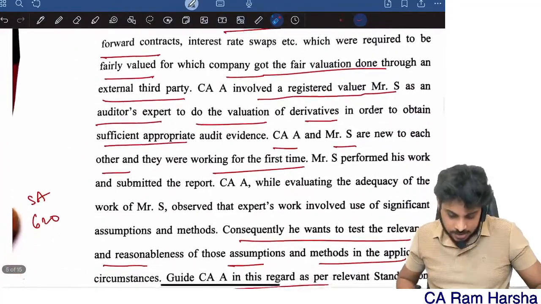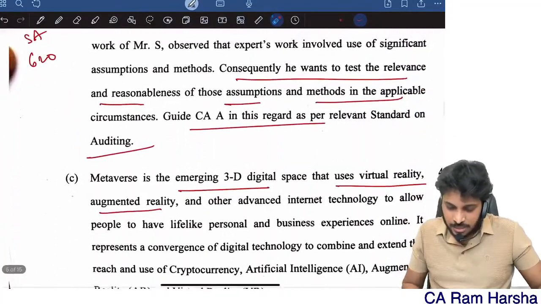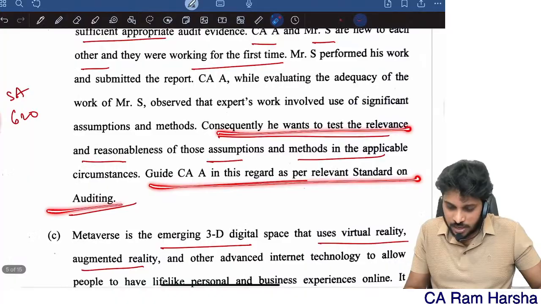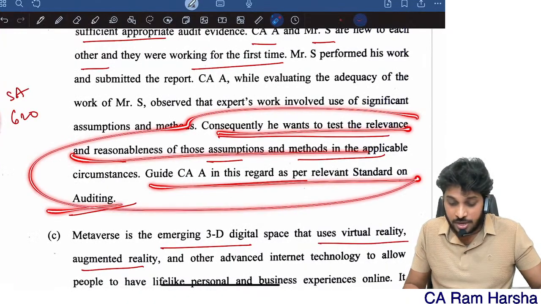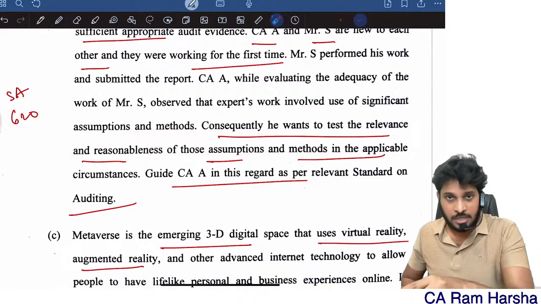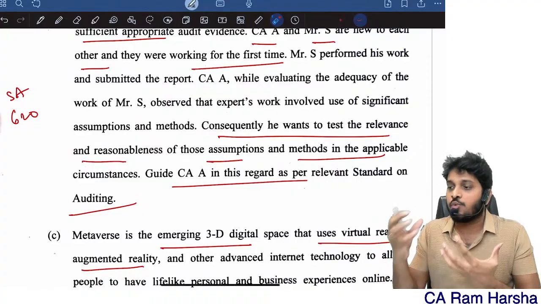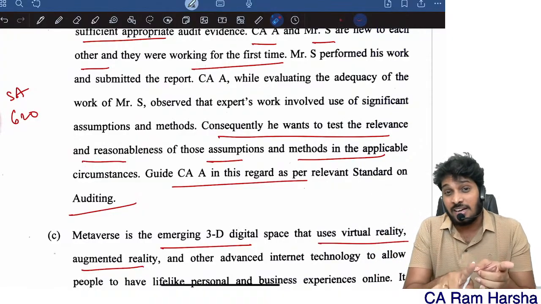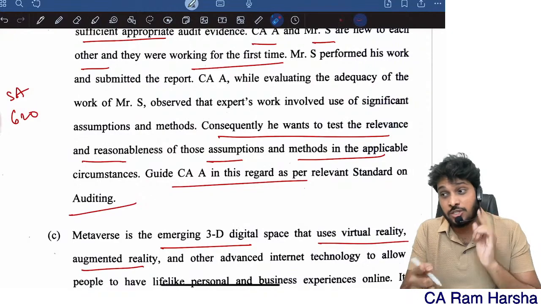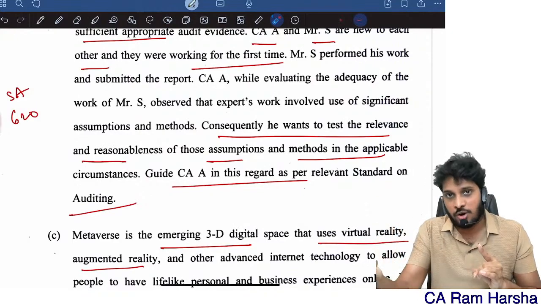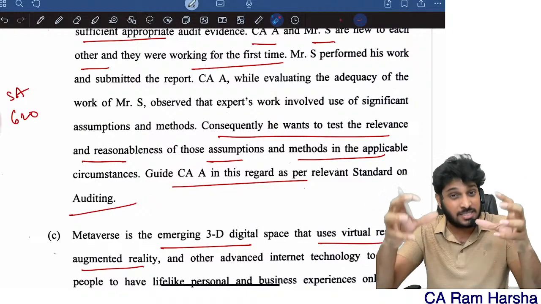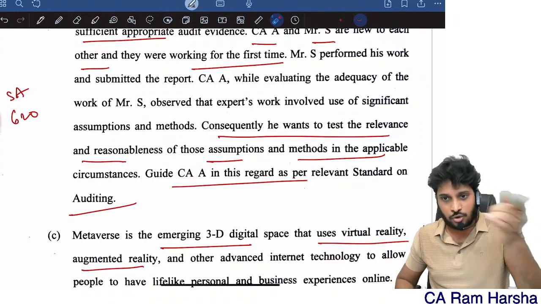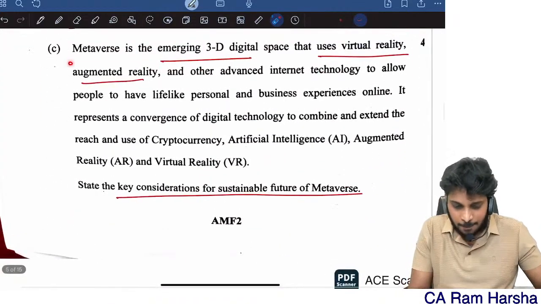Next. This is regarding SA 620, ma'am. Guides here regarding standards. Consequently, he wants to test the relevance and reasonableness. Here, evaluating the work of an expert. So here you already recruited an expert and you want to see whether the expert's work is adequate. So the auditor has to perform certain procedures to identify the adequacy of the work of the expert. Like that there is a discussion which I even covered in the marathon also. So that one.